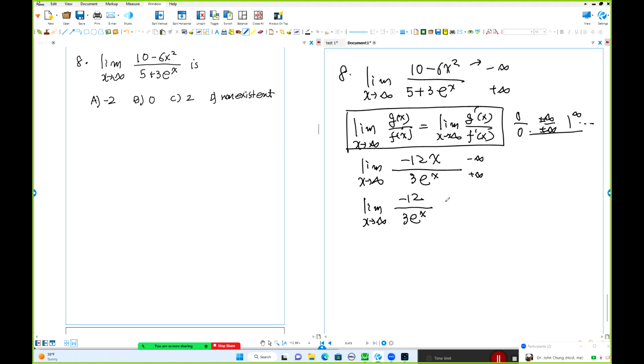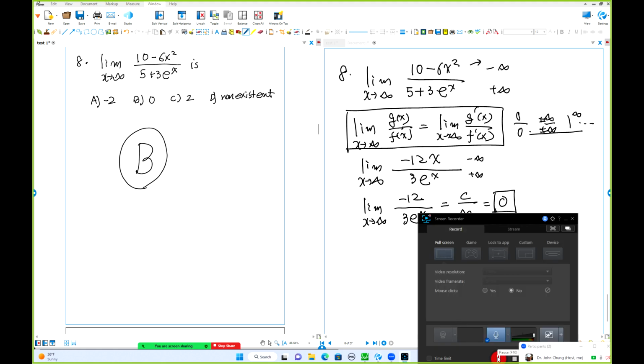The numerator is a constant. The denominator goes to infinity, that's right? 3e to the x goes to infinity over here. What is this one? 0, isn't it? The limit value is 0, right? Choice B is the answer, okay? Try to figure out the next one by yourself, okay? I'm going to hold the recording.